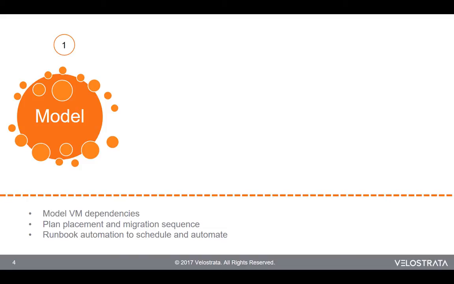First, most applications don't run on just one VM. They run on many. So you'll model your VM dependencies and then use our runbook automation tool to schedule and automate what order these VMs should move to the cloud.